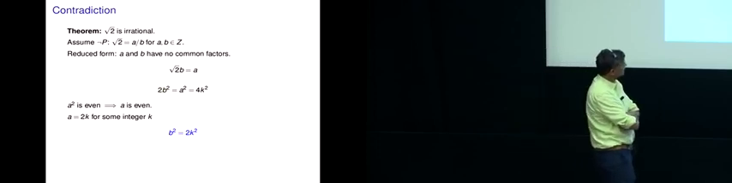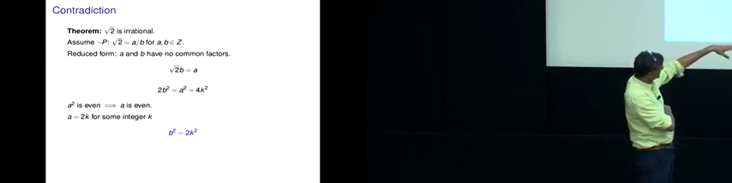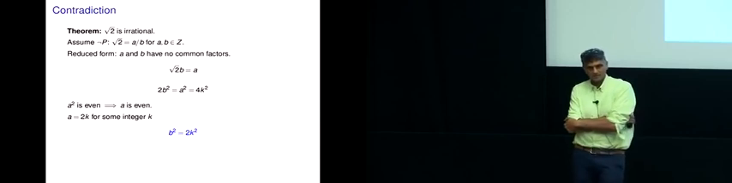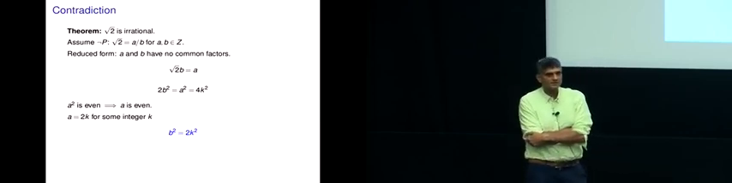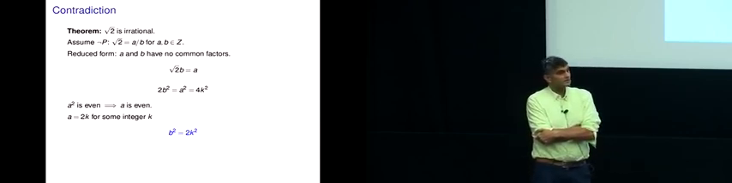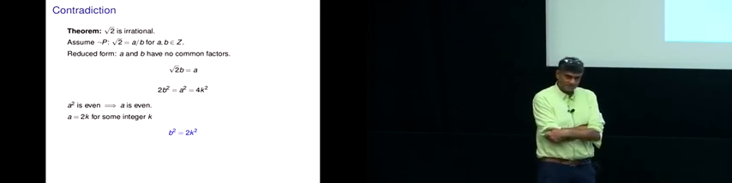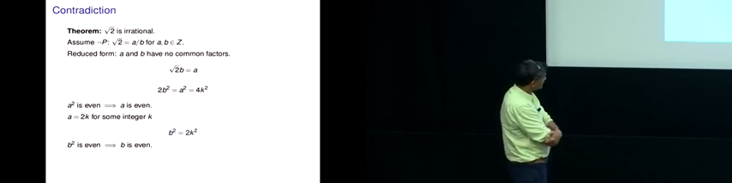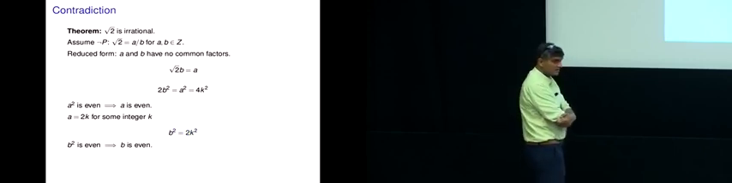2b squared equals 4k squared. I divide both sides by 2. I get b squared equals 2k squared. What do I know about b now? B is even, right? Because b squared is even, therefore b is even, right?